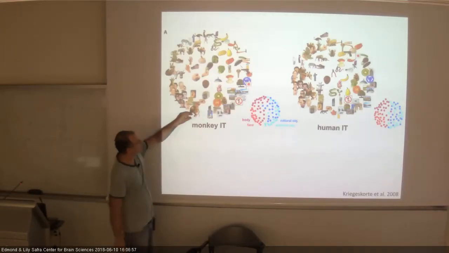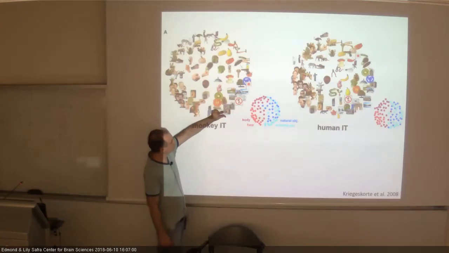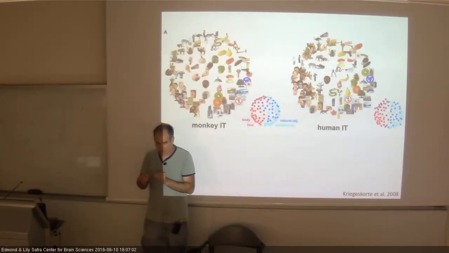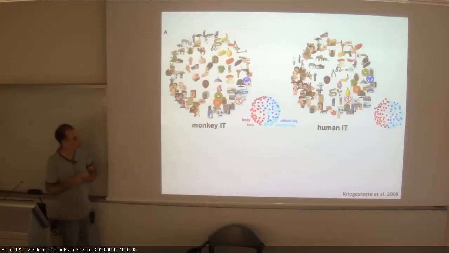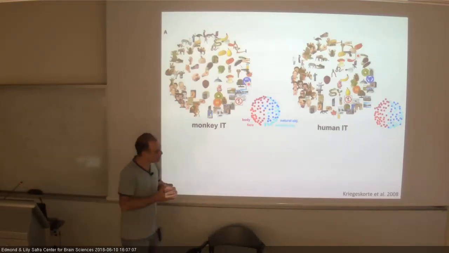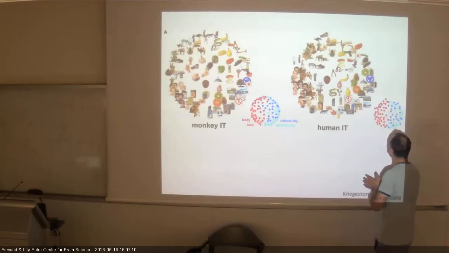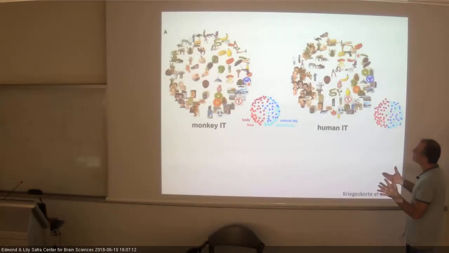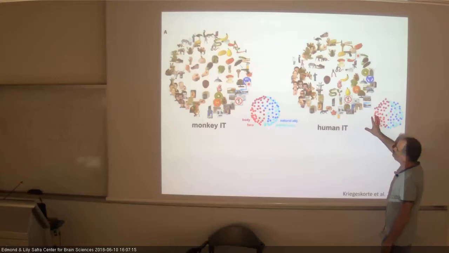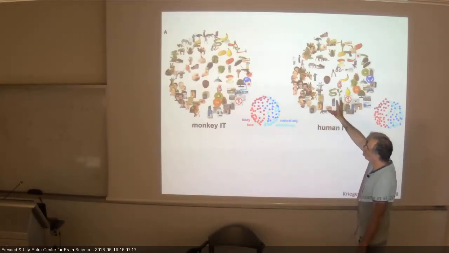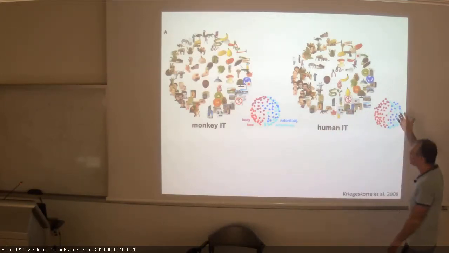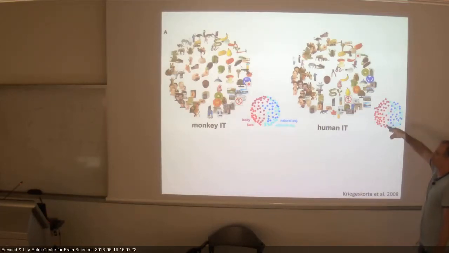Okay, so objects that appear closer in the RDM appear closer here. There are algorithms that do that. And again, it's a visualization tool. You can see how similar these distributions are. If you reduce the information here to the categories that were used, you can see the body and the face and the natural and artificial objects in the monkey IT. In the human IT, you can see the striking resemblance.